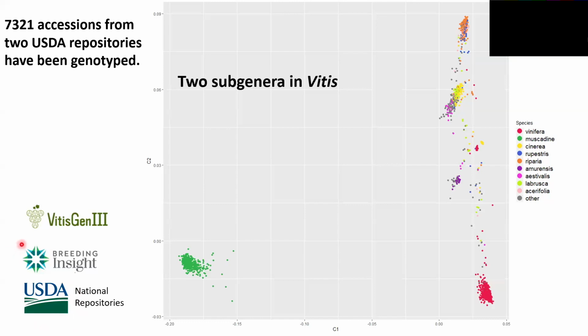We started to genotype all the accessions from the USDA repositories. So far we have genotyped more than 7,000 accessions, and we just got our last batch of data last month. So the PCA plot I'm showing here has not included the latest batch of data, but it should represent most of the genetic diversity in the USDA collection. If you look at PC1, the x-axis, we can see the grapes separate into two subgenera in the Vitis genus.